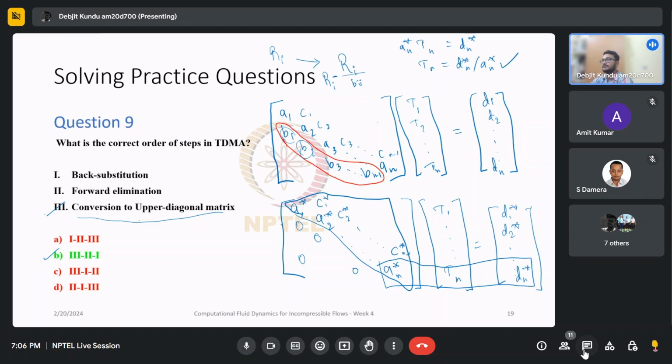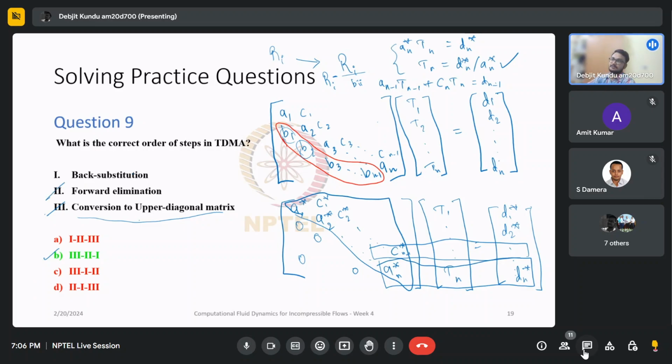The next step is to move on to the next row. Then it becomes An minus 1 Tn minus 1 plus Cn Tn, I'm not writing the stars anymore, so Cn Tn is equal to Dn minus 1. So this step is the forward elimination.